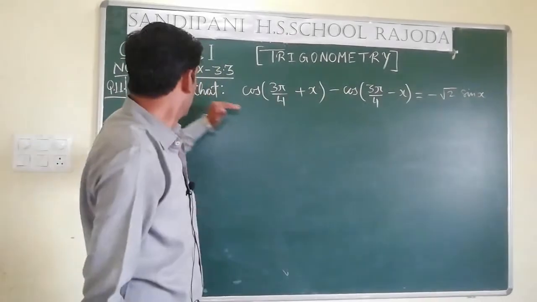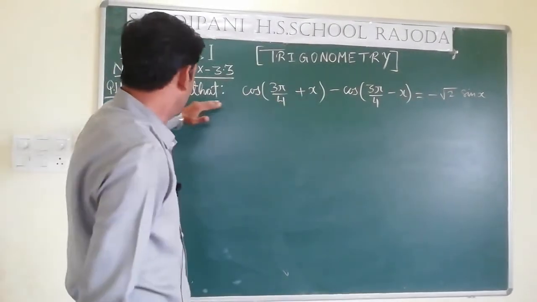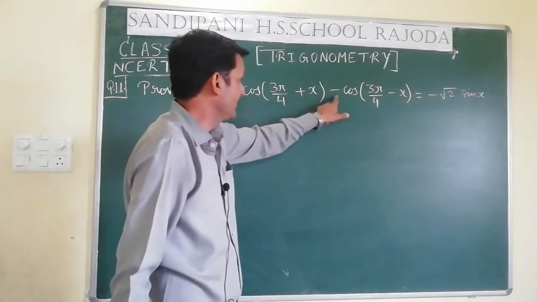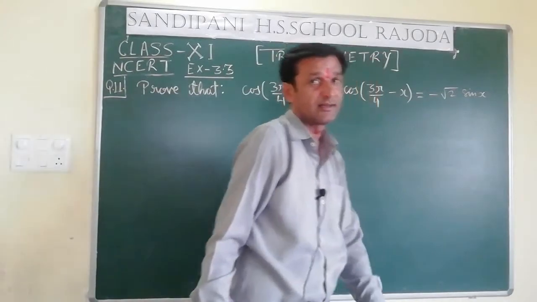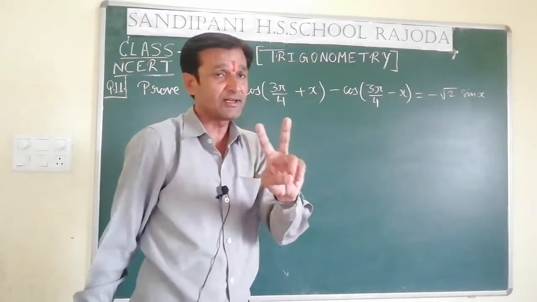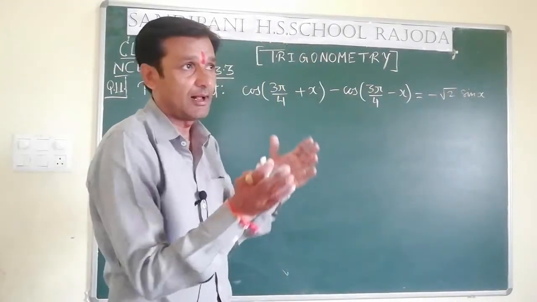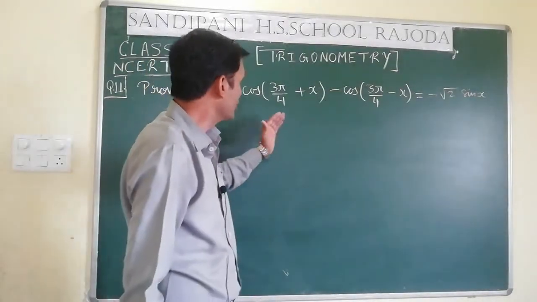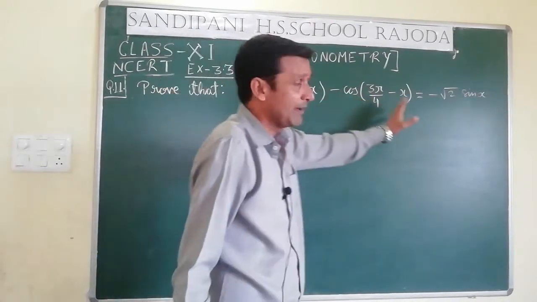Another question, it is question number 11 of exercise 3.3, in which we have to prove cos 3 pi by 4 plus x minus cos 3 pi by 4 minus x is equal to minus root 2 sin x. You may do it by two types of methods. Either you apply here cos C minus cos D, and then by applying that formula you can do this type of question, or you may also apply here cos A plus B and cos A minus B formula.